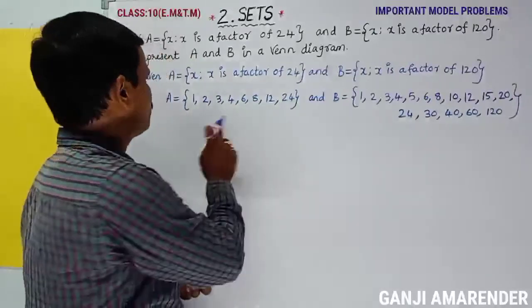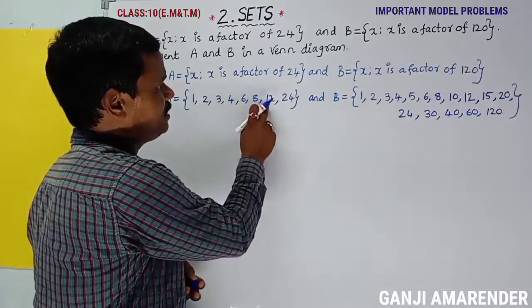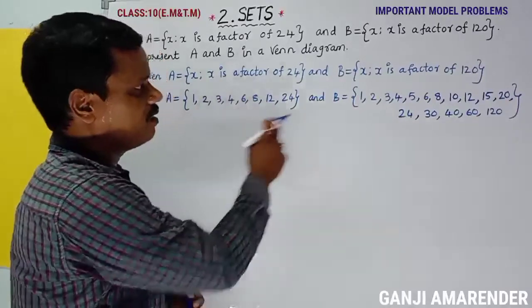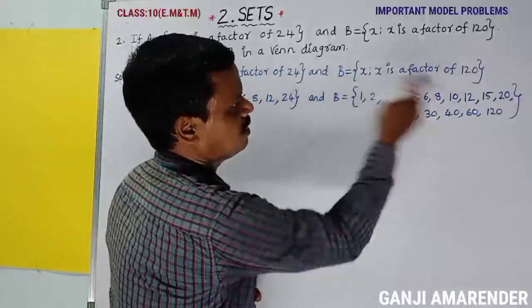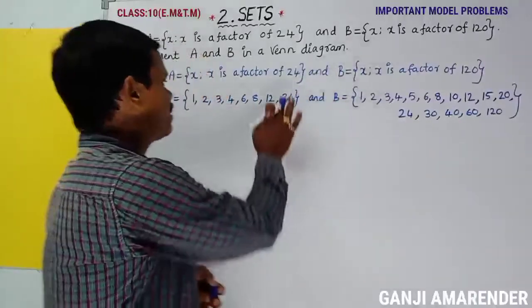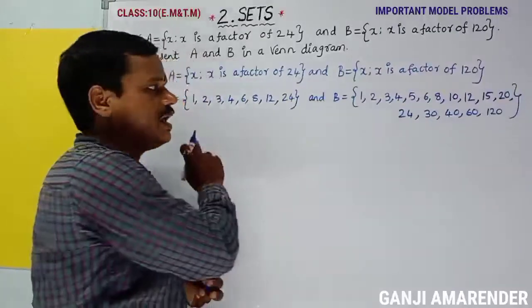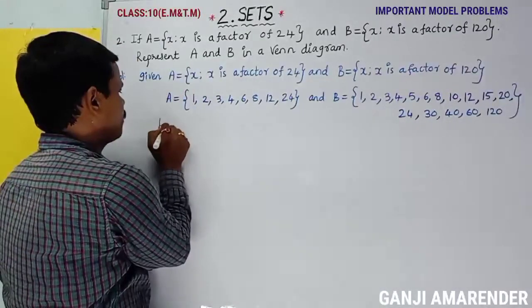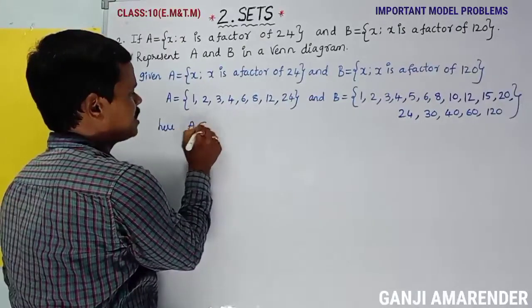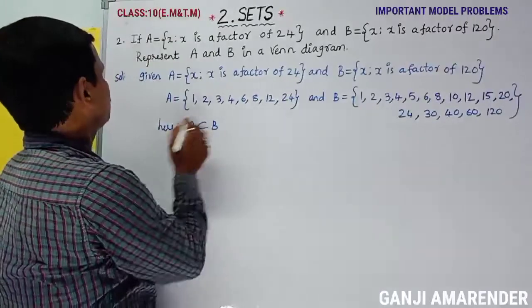Here the elements of set A are 1, 2, 3, 4, 6, 8, 12, 24. These are all elements of set B. So here A is a subset of B. Set A is a subset of B. Okay, so it's a Venn diagram.